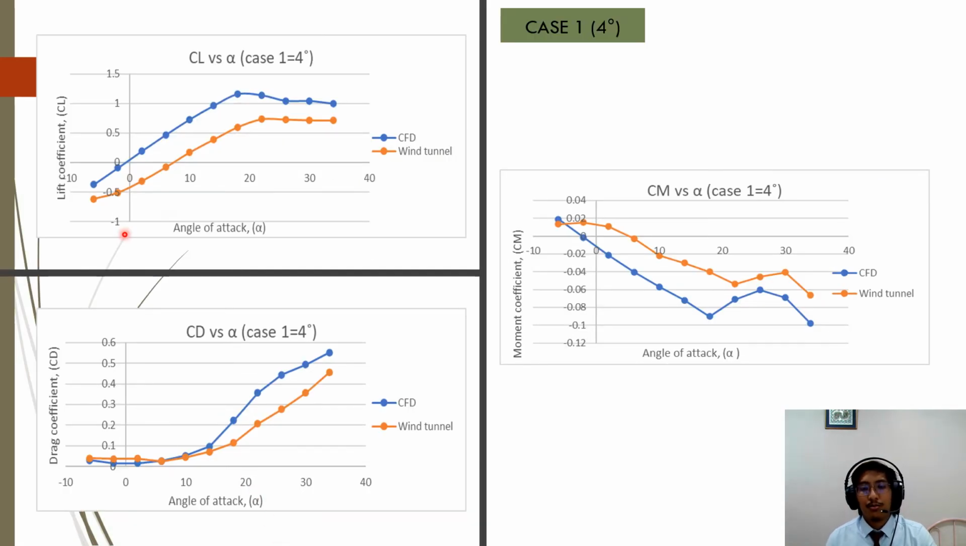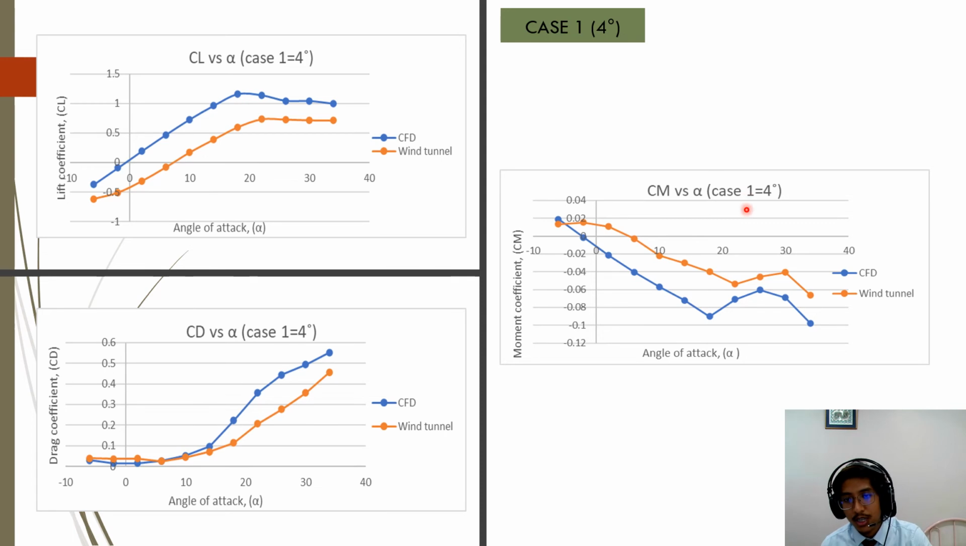Okay, next one is the comparative result. First one is for case 1, which is for the 4 degrees of twist angle. As you can see, the lift coefficient result shows that the wind tunnel had a lower lift coefficient compared to the CFD value. Same goes for the drag coefficient, where the wind tunnel had a lower drag coefficient compared to the CFD value as the angle of attack increased.